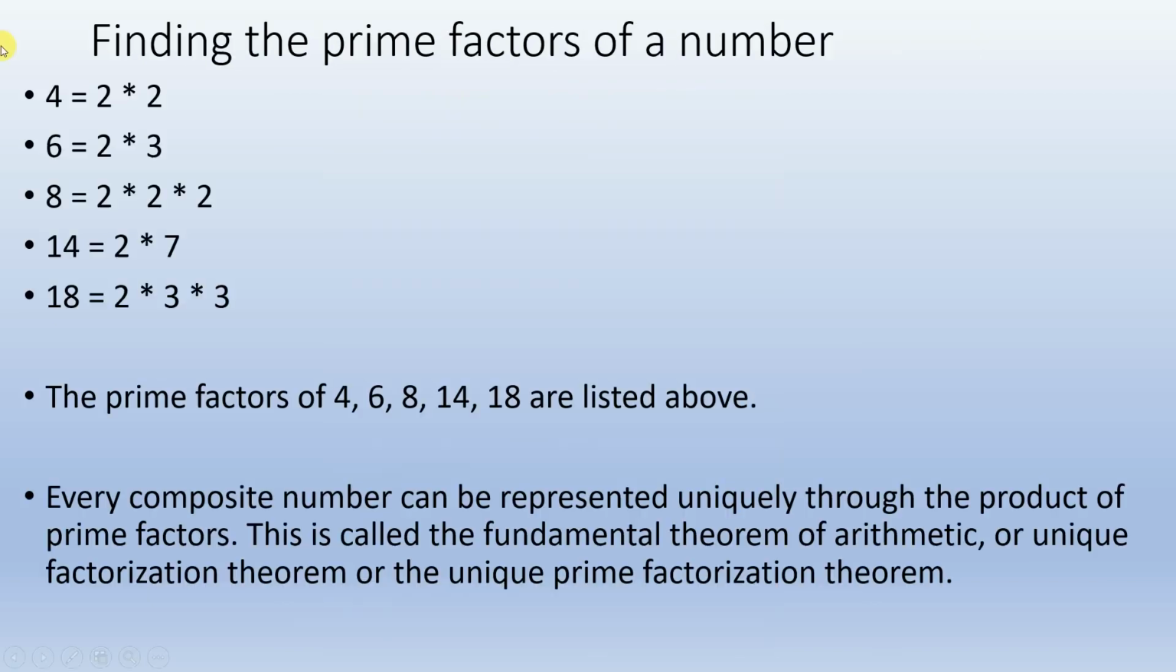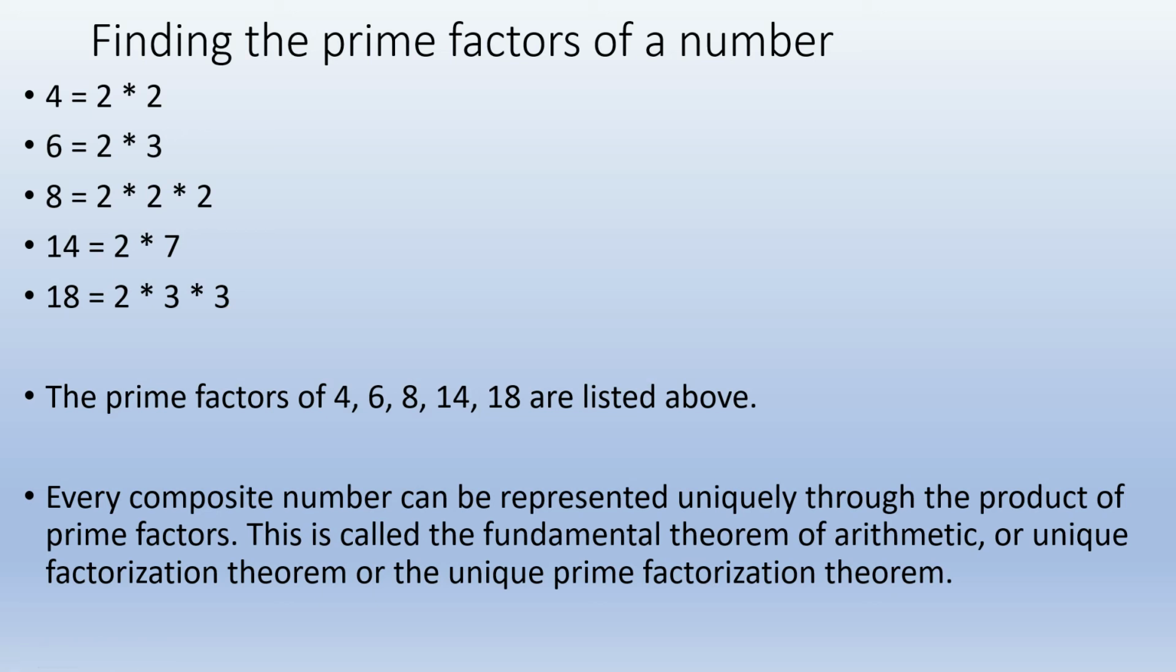Here the given numbers are 4, 6, 8, 14 and 18. Even though 18 is divisible by 6, I am not using 6 here in the list of factors. I am using only prime numbers. 2 into 3 into 3. 3 into 3 is 9. 9 twos are 18. All these numbers are prime numbers and they are also factors of 18.